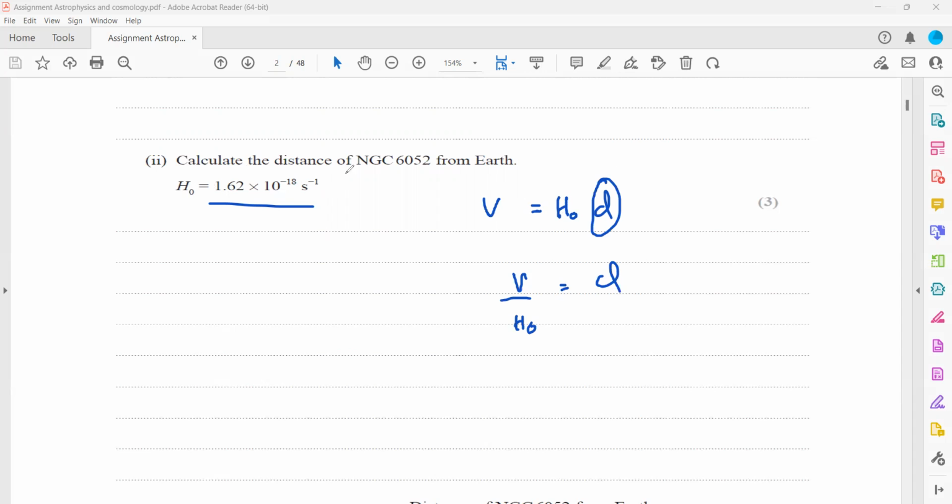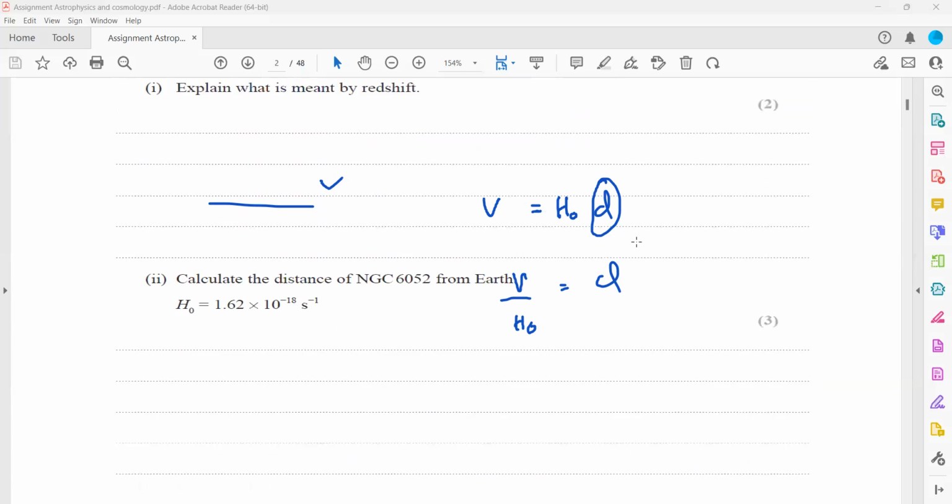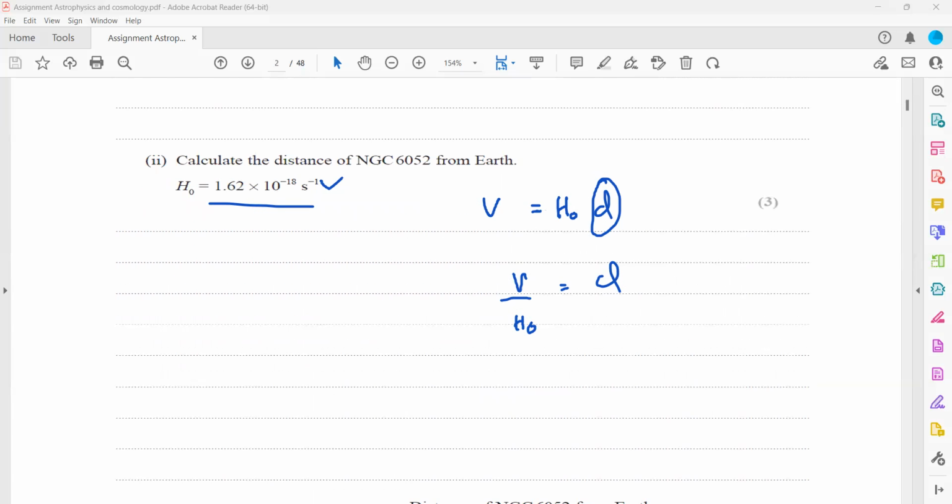H naught is already given, the Hubble constant, but what about the v? How can we work out the v? We can use the redshift. The redshift is given in the question: z, the redshift, is equal to 0.0158. The redshift, denoted by z, is equal to v divided by c. V is the speed at which the galaxy is moving, and c is the speed of light. So we have the redshift, 0.0158, the speed of the galaxy we don't know, and the speed of light is 3 times 10 to the power 8.